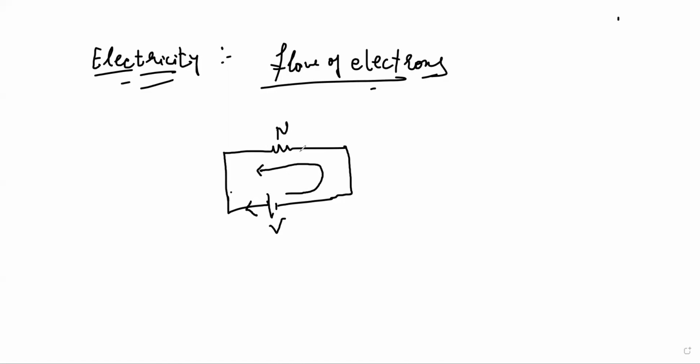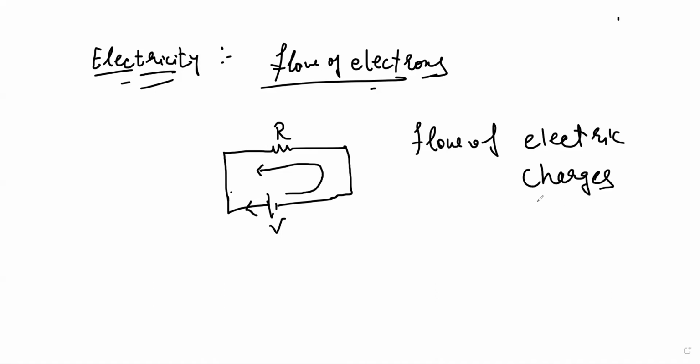Okay, before going to the circuit, first of all, what is electric current? The flow of electrons through a path. The flow of electric charges through a circuit is called electric current. So, flow of electric charges. Sir, electrons are negatively charged, right?